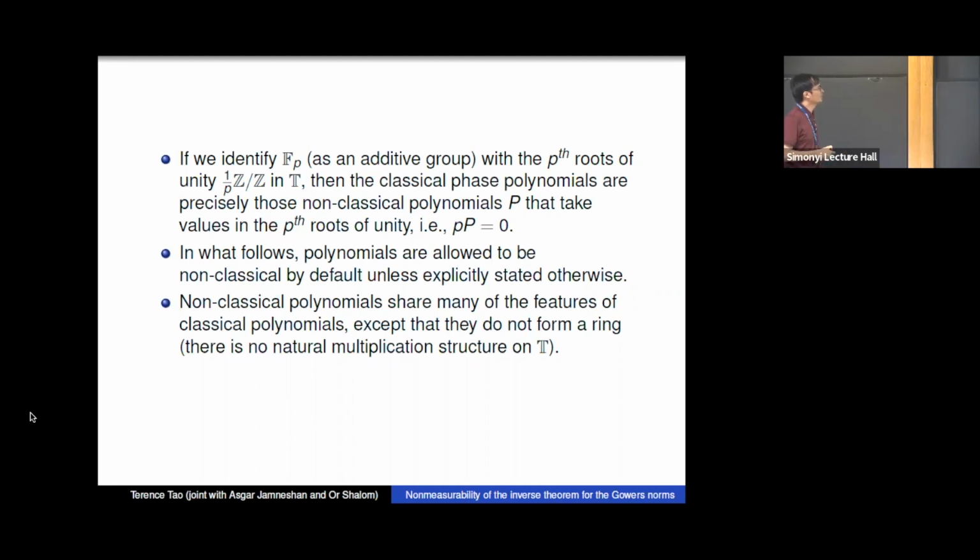Maybe the one notable thing to be careful about is that classical polynomials form a ring. If you multiply two classical polynomials, you get a classical polynomial of a slightly higher degree. But for non-classical polynomials, that's not true because it doesn't make sense. You take two functions that take values on the unit circle. The unit circle is not a ring. It doesn't have a multiplication operation. It has addition only and not multiplication. So you can't multiply polynomials by other polynomials. That's annoying, but other than that, they are very similar.